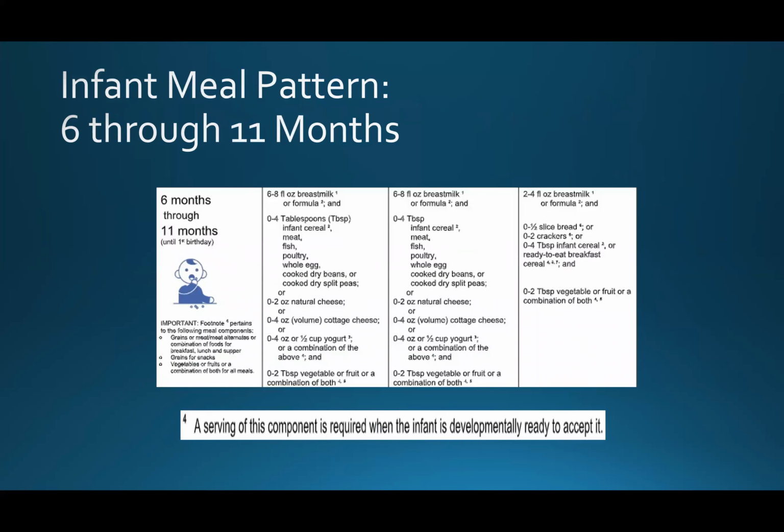The next age range is 6 through 11 months. 6 to 8 ounces of breast milk or formula is listed for each meal, and 2 to 4 ounces is listed at snack. Additional foods may be served based on the infant's developmental readiness. Footnote 4 states a serving of this component is required only when the infant is developmentally ready to accept it. After the infant is developmentally ready, the parent has introduced the foods and given instructions to serve it at a specific meal. The center should serve the food as well.